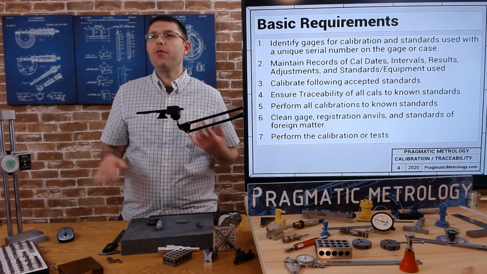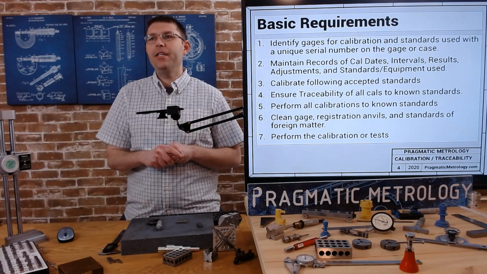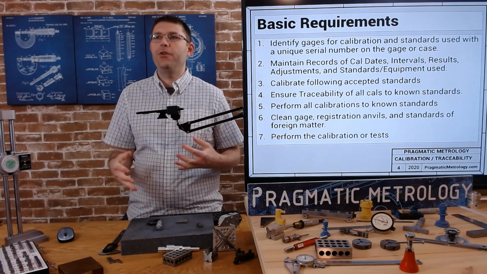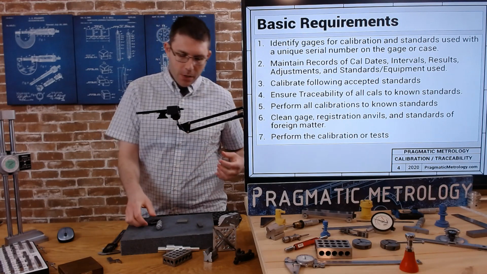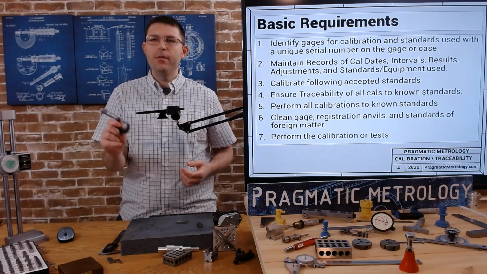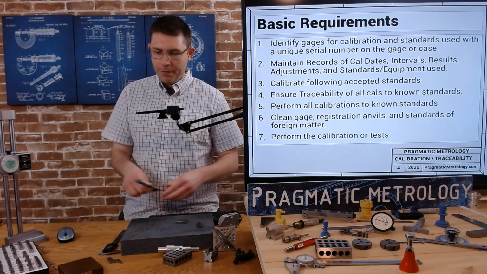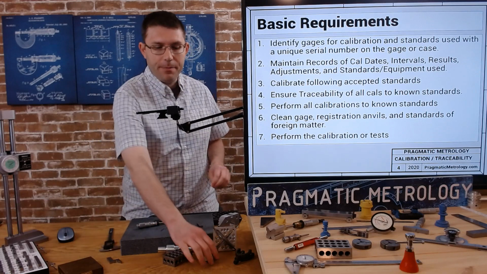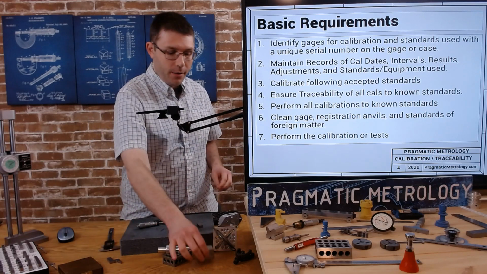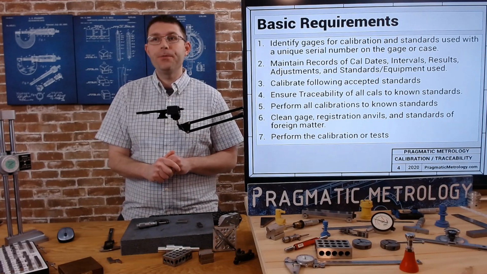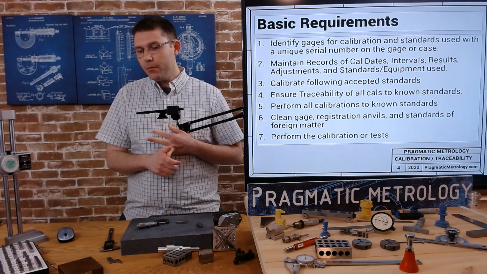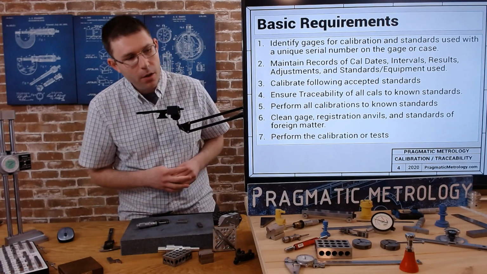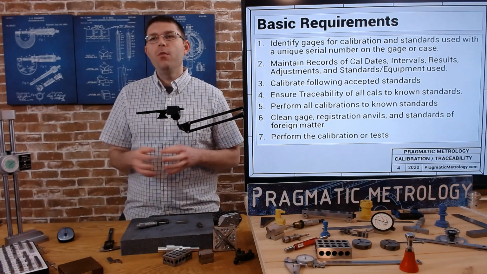So your basic requirements. First of all, identify gauges for calibration and standards used with a unique serial number on the gauge or the case. So to start off your calibration system, assign a serial number to every tool that is used for final acceptance of measuring parts. If you want to make some things reference only, like a scale, even a tape measure, we'll talk about that in a little bit.